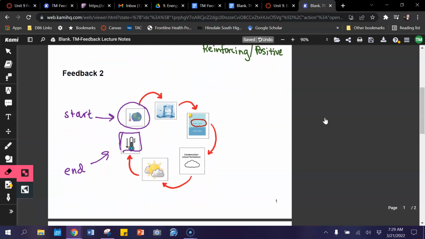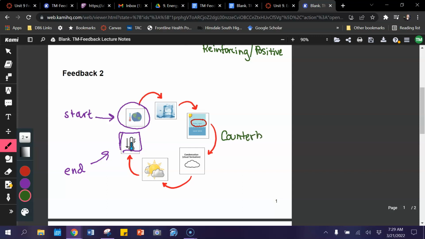Now, feedback number 2, as I have circled in purple here, notice that the issue that starts is being countered at the end. So the effect of our beginning change is being diminished at the end. Since we have opposite movements, at the start the temperature goes up, and the temperature goes down at the end, this is an example of counterbalancing or negative feedback.